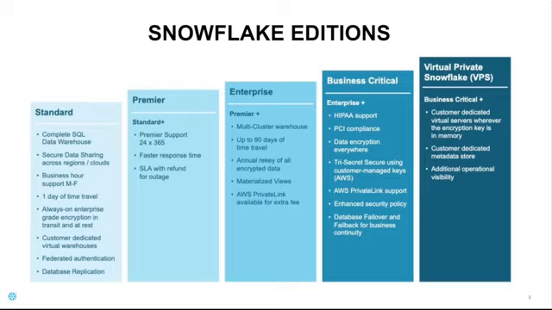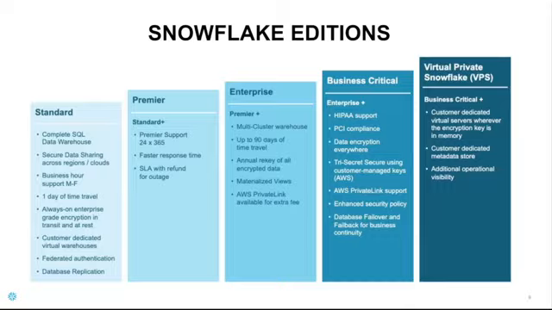The time travel in the enterprise version will be a maximum of 90 days. So you can go up to 90 days as part of the time travel. You will have the materialized view feature supported in the enterprise version. Also, it provides AWS PrivateLink for extra fees. So these are some of the features of the enterprise version.